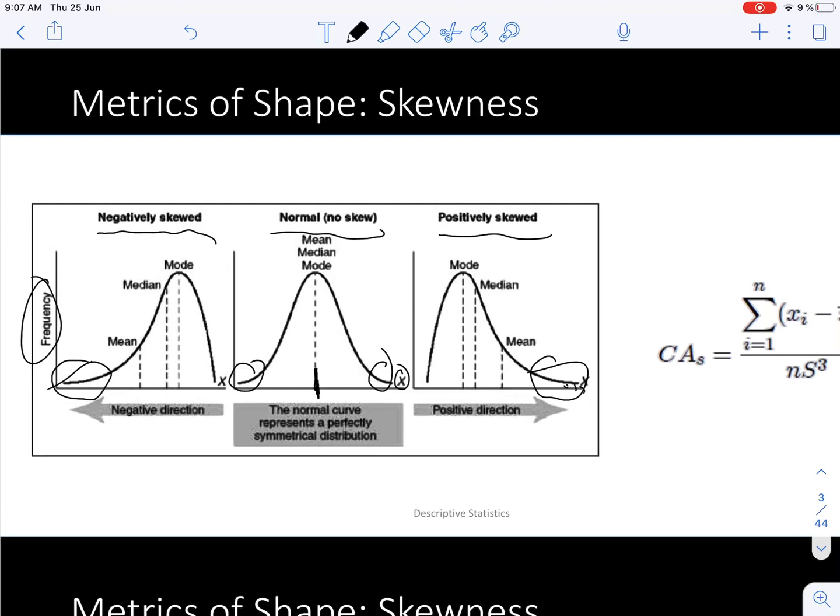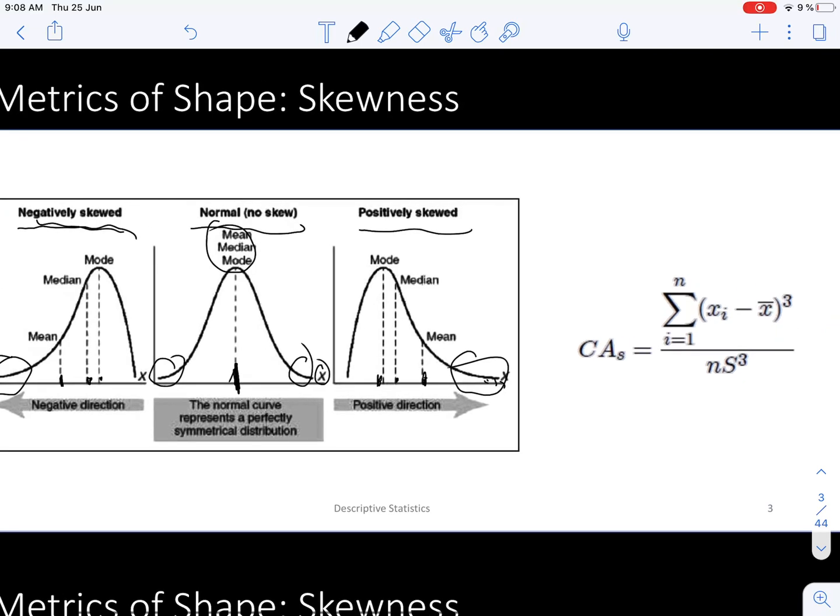It's also important to mention the position of the mean, median, and mode. If we have perfect symmetry, the three of them are in the same place. The mean, median, and mode are the same. But when we have a distribution of data that is negatively skewed, please note that the mean is smaller than the median and the mode. Now, when we are dealing with a positively skewed distribution, then the mean is higher than the median and the mode.